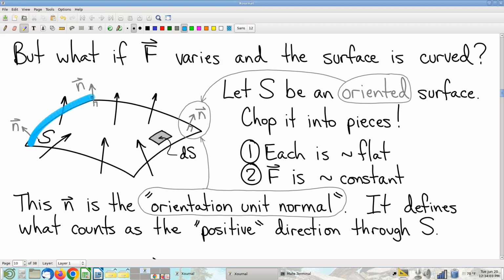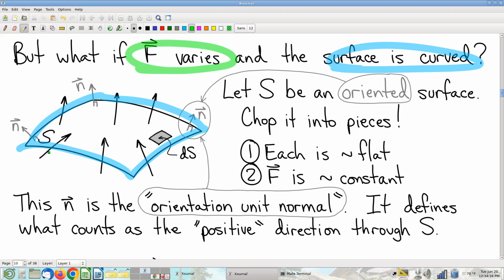If you have a whole surface, it's not flat, right? It's all curved and stuff, and you have a vector field F that is not constant. It's widely varying. It's got different directions, different magnitudes, whatever. It's just varying, right, all over the surface. What are we going to do? How are we going to deal with this?